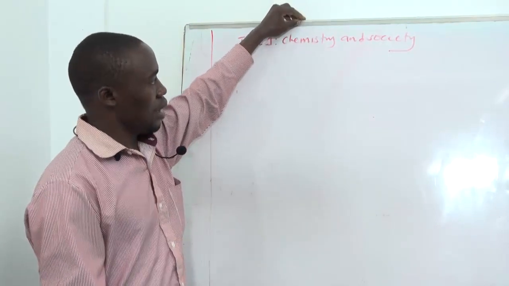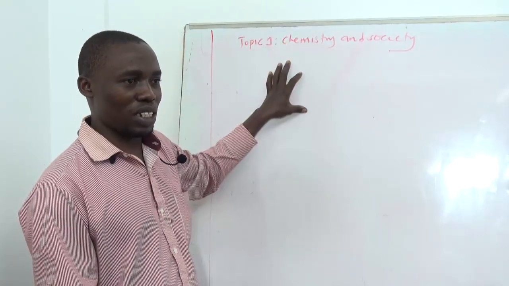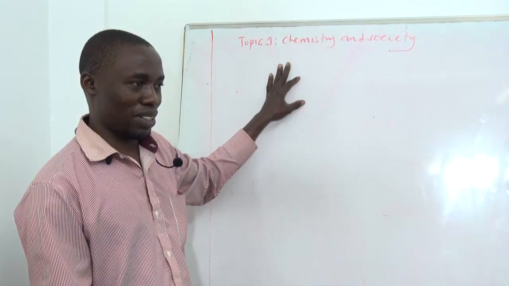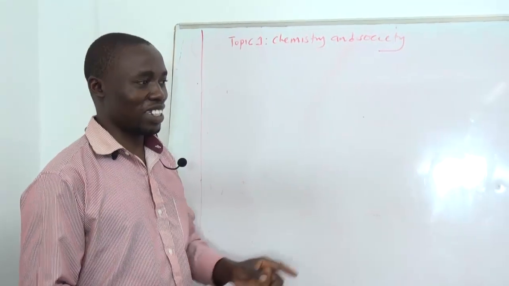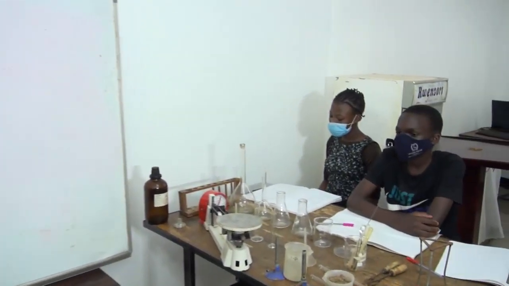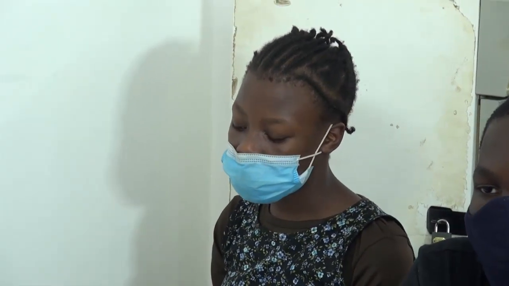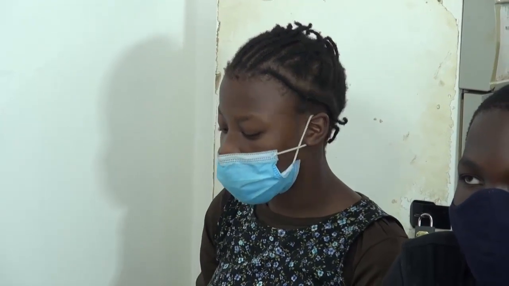We were together, looking at chemistry and society. Now, I would like somebody to remind us what we covered in this first topic before we start the second topic today. Can someone remind us? Yes, Patience. We covered the nature of chemistry. Briefly, just summarize everything. We studied the meaning of chemistry, chemistry in real life, relationship between chemistry and other subjects, contribution of chemistry to our economy, and why we study chemistry.